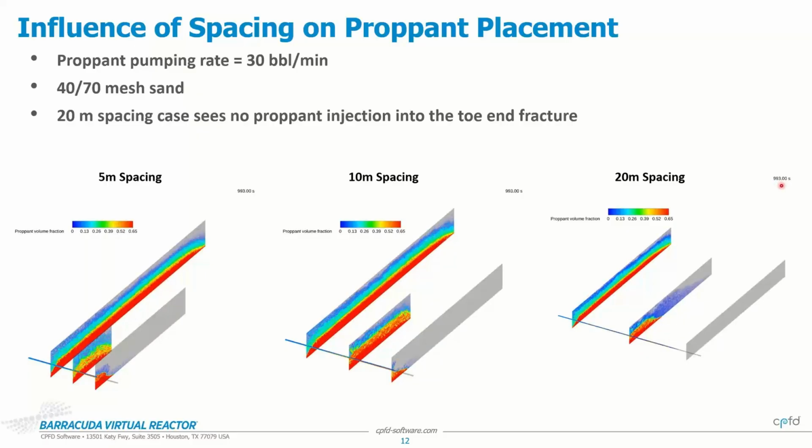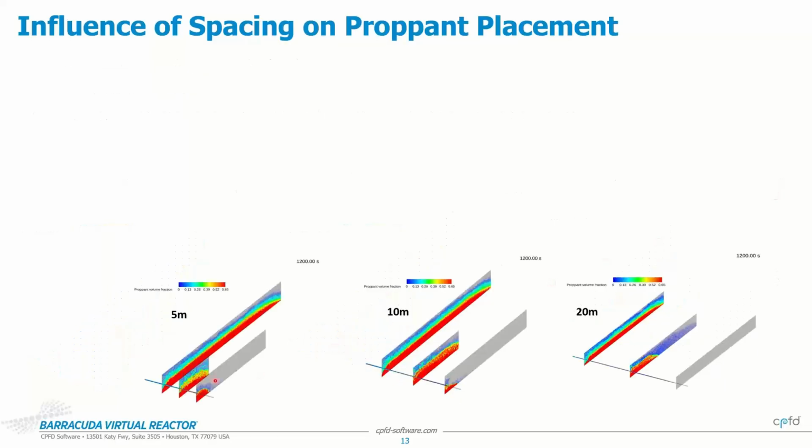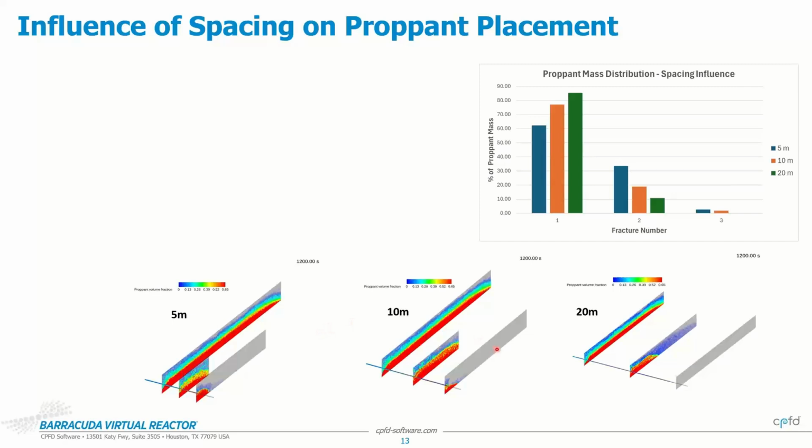Okay. All right. With that said, these are the same 3 fractures. I've taken snapshots of them at 1200 seconds here, or the 20-minute mark. And then I'm going to quantify some of this mass distribution. So what I've got in this plot is a bar graph down here. The fractures are 1, 2, and 3. So this would be your heel, the middle, and the toe fracture.